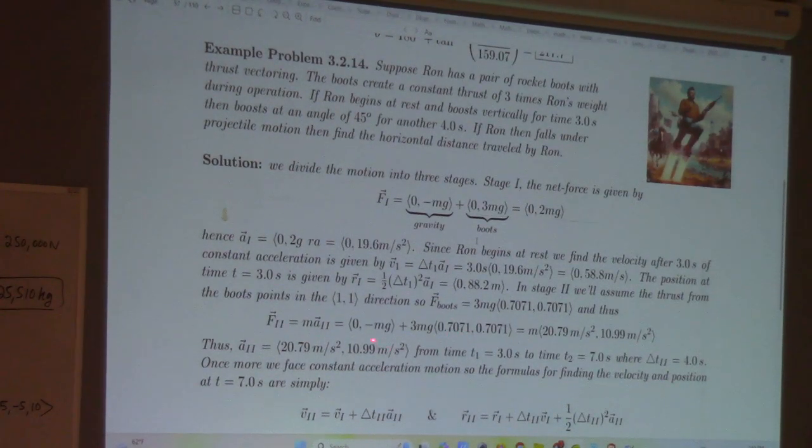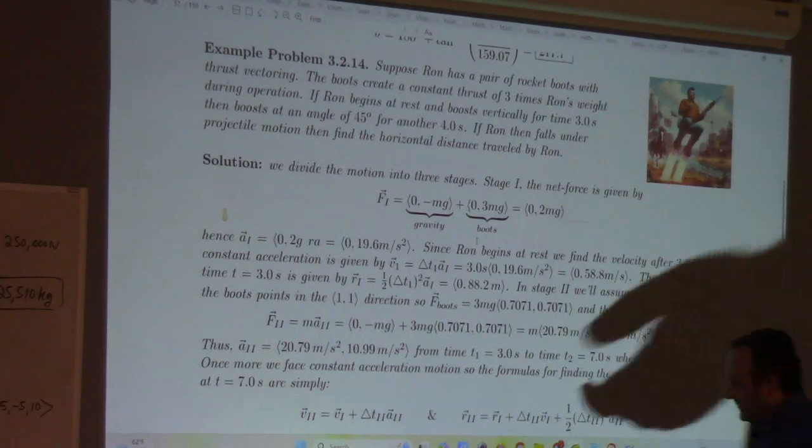And so then, of course, we're still against gravity. So during the second stage here, when he's at 45 degrees, that's his net force, which gives us this acceleration after we divide by the mass. And as such, we have another 4 seconds in that boost. So from 3 to 7 seconds, the velocity after the second stage of the boost is this, and the position after the second stage of the boost is that.